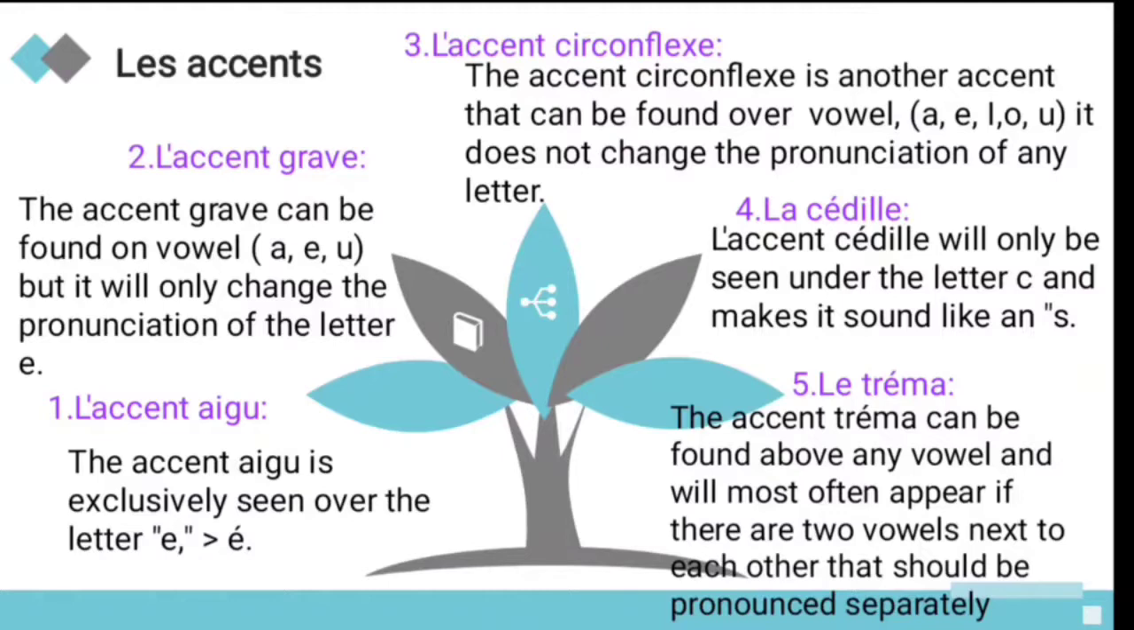So this is all about the accents. First one, accent aigu, it is used for the letter E only. And l'accent grave, it is used for the A, E, U. And third, circumflex, it is used for A, E, I, O, U. And fourth, the cédille, it is used under the C only. And fifth, the tréma, it is used for all the vowels, that is A, E, I, O, U. So this is all about the accents.